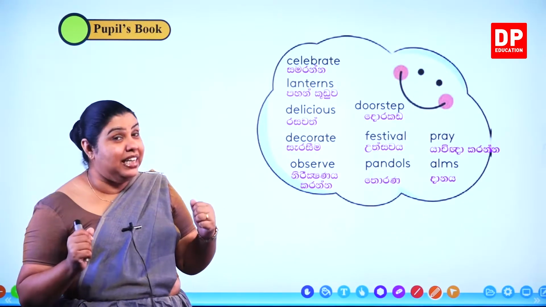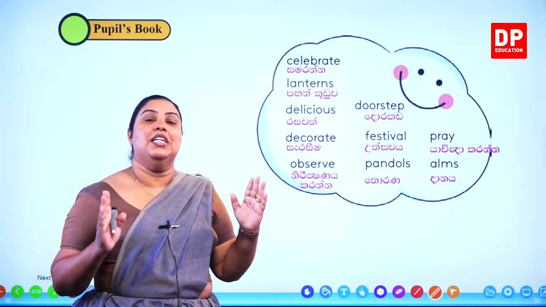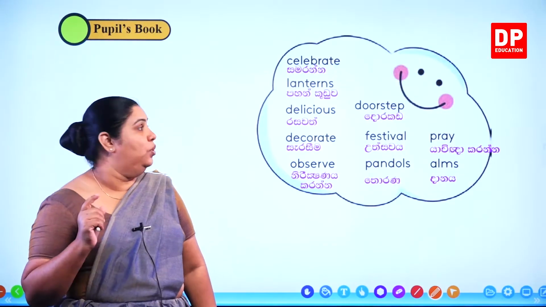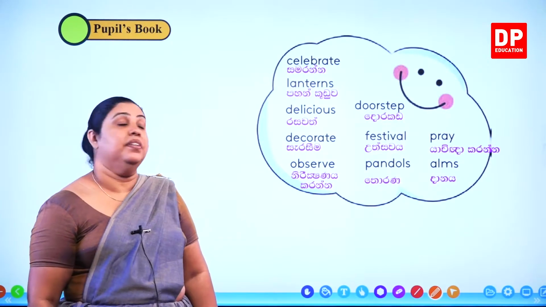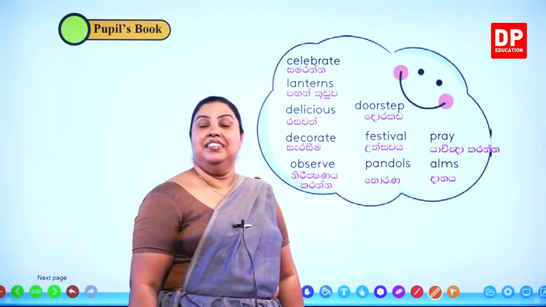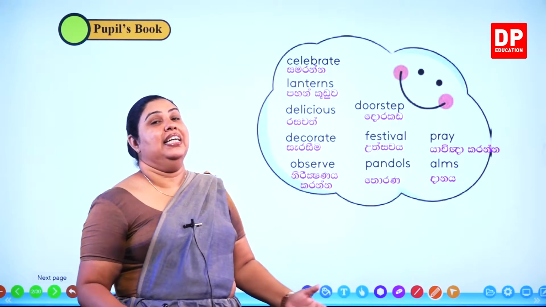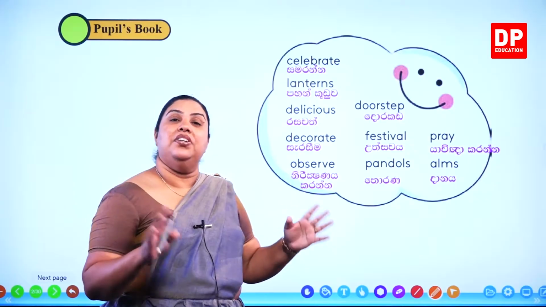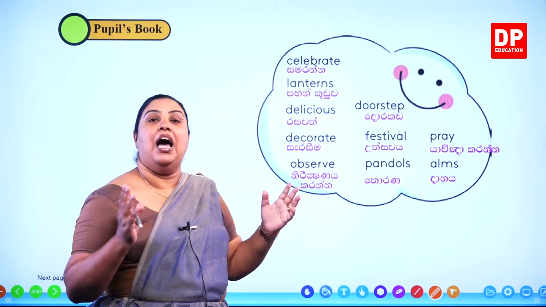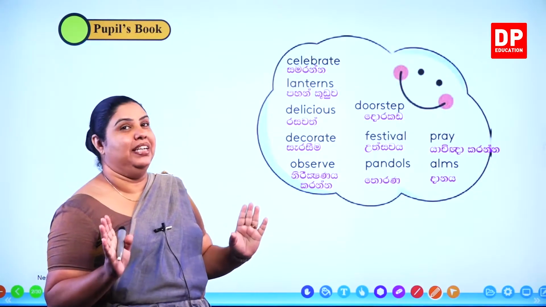Doorstep. We will see why we are learning all these words, because they have a special place in our lesson today. So doorstep, which means dorakada. Then we have the word festival. What is a festival? Utsavayak. Because in our lesson today we are going to talk about Sri Lankan festivals.